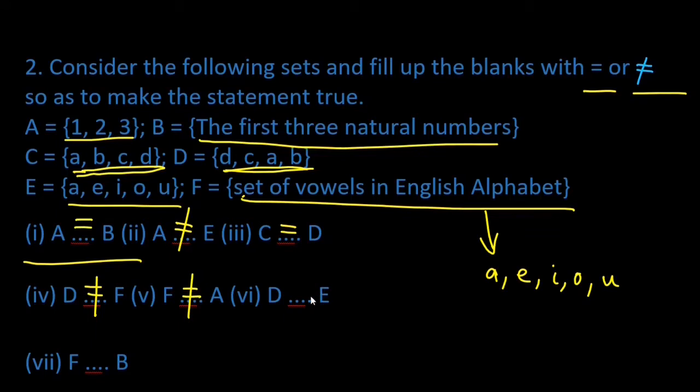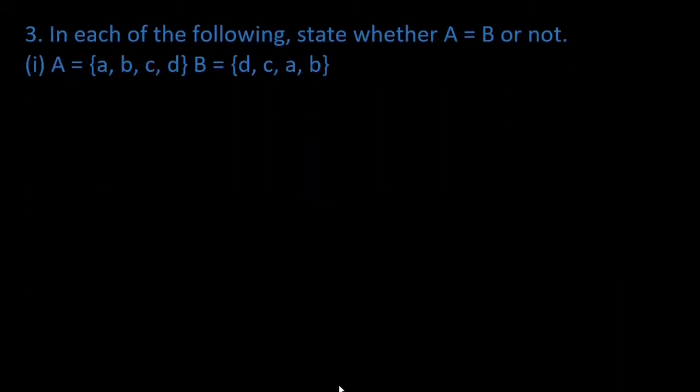Next one, D dash E. D is D, C, A, B. E is A, E, I, O, U. So D and E are not equal. F and B. F is set of vowels and B is first three natural numbers. They are also not equal. Now let us see third question.